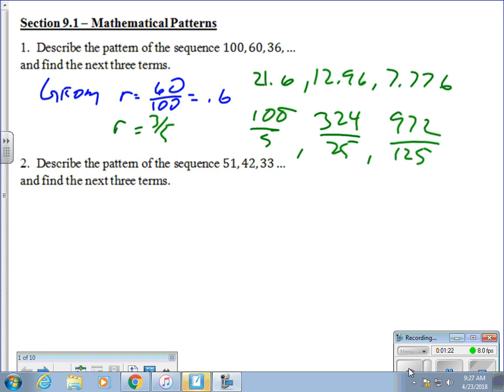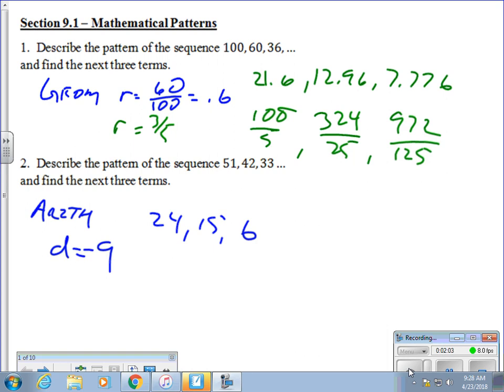Number 2, easier, is arithmetic. D equals -9. You're going down by 9 each time. So the next three numbers are 24, 15, and 6. Arithmetic is you're adding or subtracting. Geometric, you're multiplying. Technically, for arithmetic, you're adding, but in this case I'm adding a negative. Geometric, I am multiplying by a number less than 1, so it's going down.